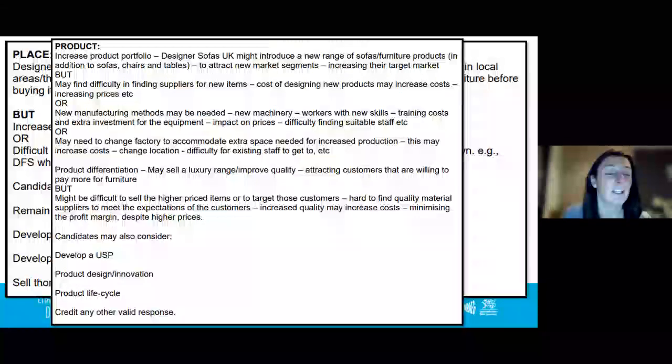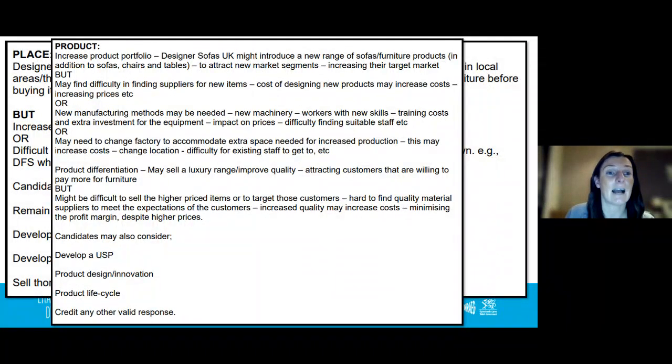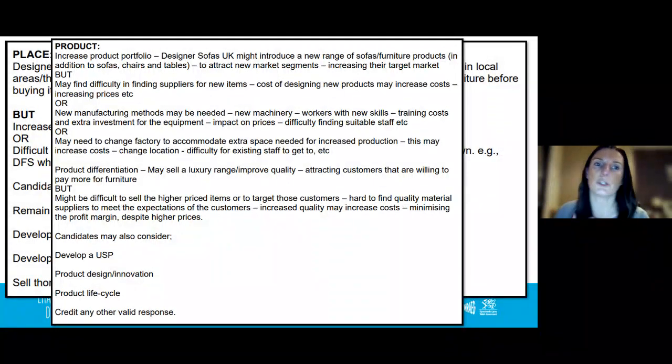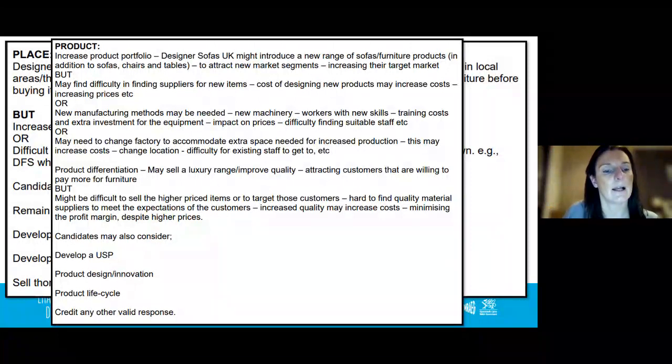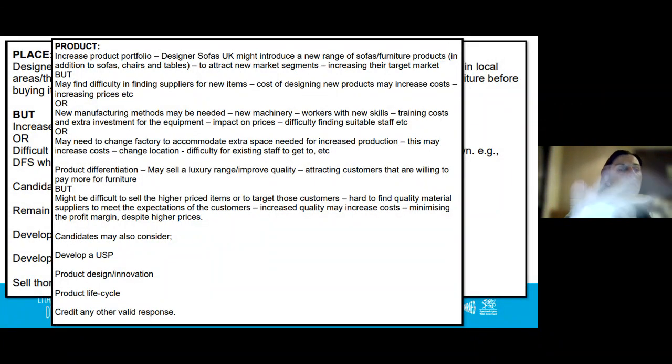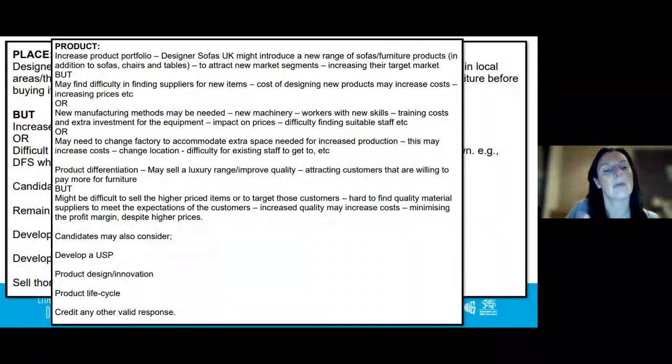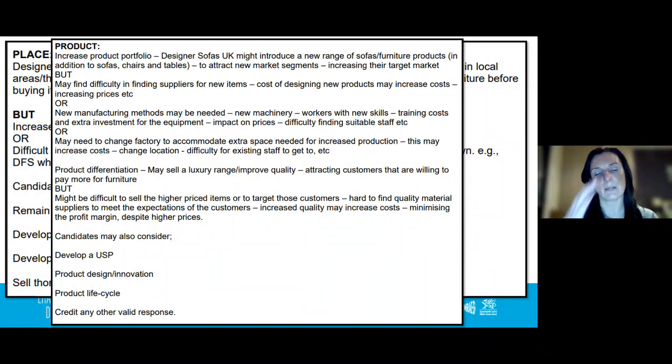into your answer. So ideally, if I just go back, you could have done two on place and one on product, or two on product and one on place, as long as they were both discussed. You talked about advantages and disadvantages of whatever you were doing. It says here "but", but I always like the word "however", because it does allow you to balance your argument.